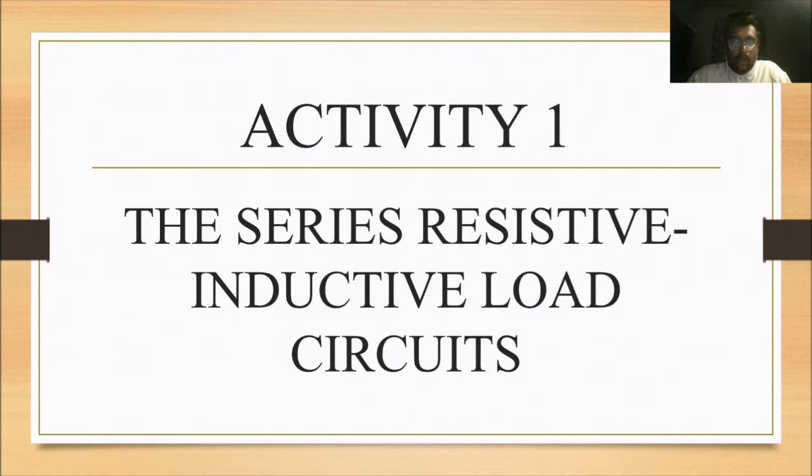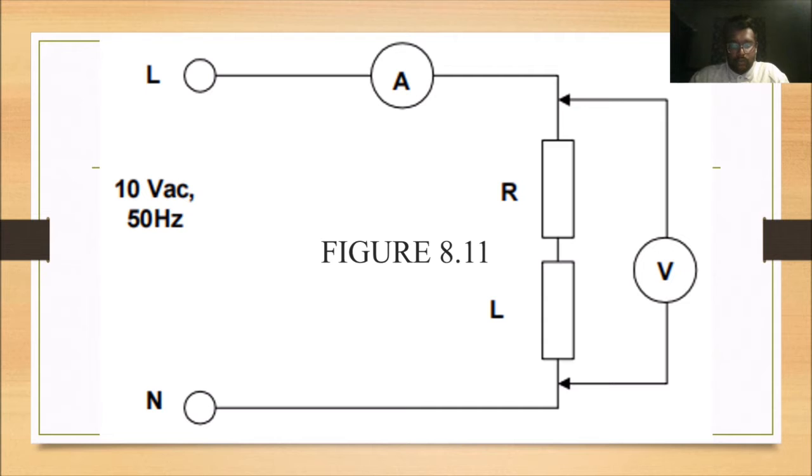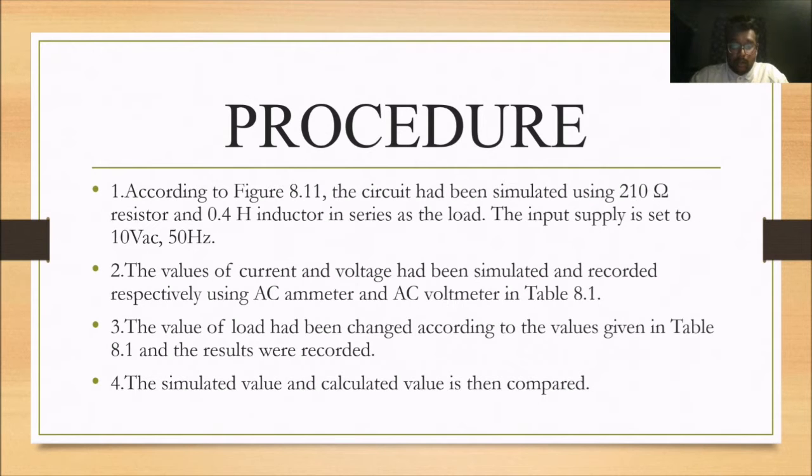My matrix number is CE190043, and today I would like to present about activity 1, which is the series resistive and inductive load circuits. As you can see, figure 8.11 shows a circuit with resistive and inductive load in series. The AC voltmeter is connected in parallel with the RL load, and the AC ammeter is connected in series with the RL load. So let's look into the procedure.